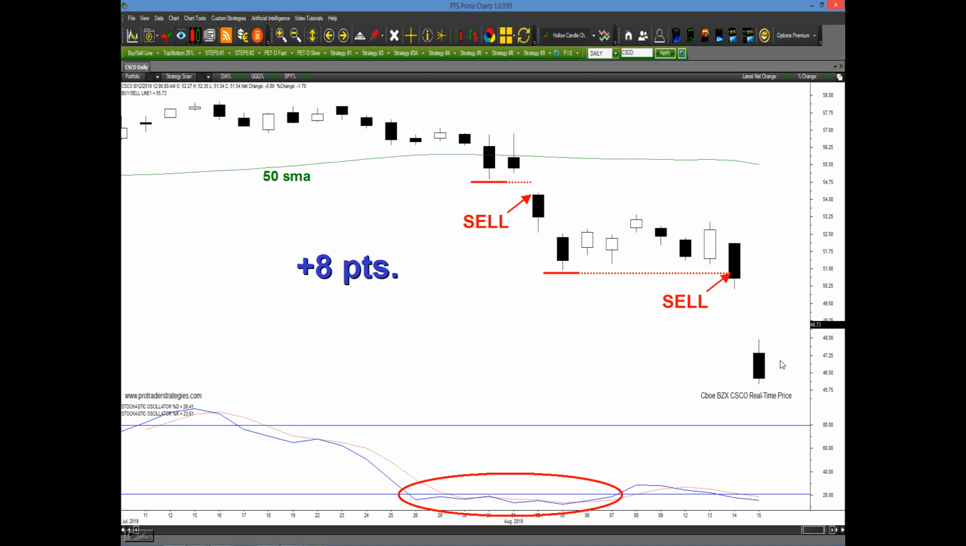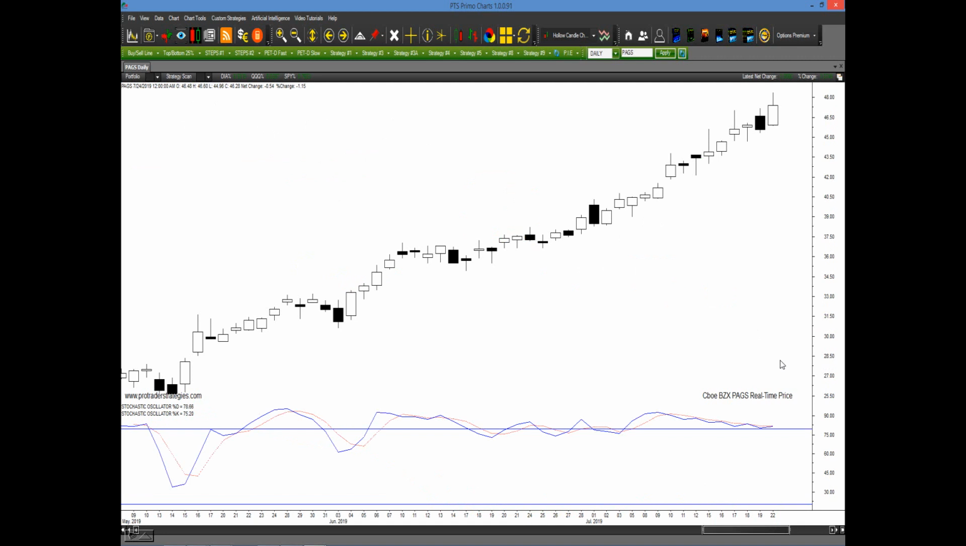Okay? How about PAGS, P-A-G-S, okay? If you had tried to sell and short this stock or get out too early because you thought it had topped out, you would have really been kicking yourself. Now look how many times we were overbought.